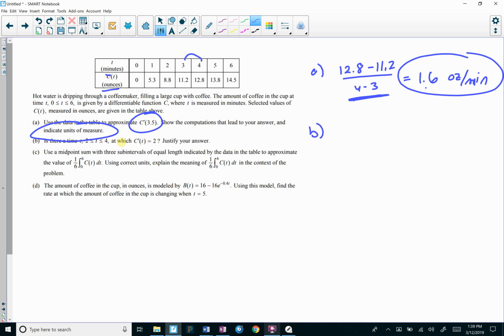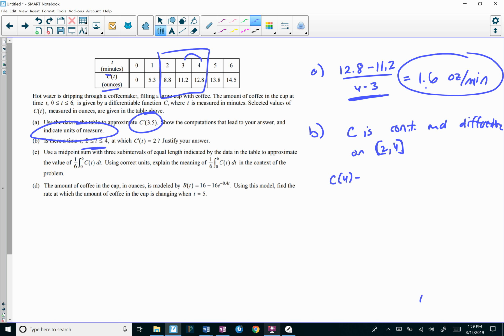Okay, part B, is there a point on 2 to 4, so we're only looking on that interval, that the derivative equals 2? Well, when the derivative equals a value, that is the MVT. So we need to state that C is continuous and differentiable on 2 to 4. It's actually on both, so I'm going to write it as one statement. Technically, I could put continuous on the closed, differentiable on the open, but it's on both, so it doesn't really matter.